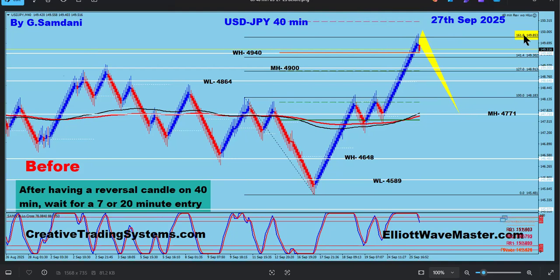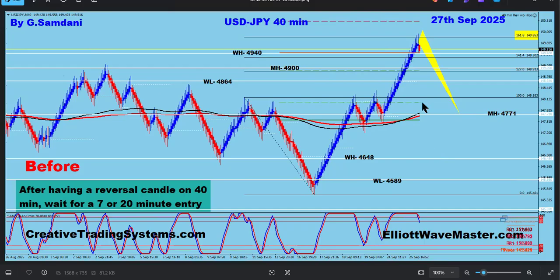Okay, this is the 1.618 extension, and it may drop to 47.71, or somewhere here. And doing so, obviously, it is going to drop, and then we look for short, like it says here, after having a reversal candle on the 40, which we already had on Friday. What we need to do is wait for a 7-minute entry. The first entry would come from the 7, and if it wobbles a little bit and then continues dropping all the way down, then it will give a 20-minute entry as well. So then we take the 20-minute afterwards. So these are like 2 entries every swing or turn. Usually the first one from the 7-minute chart will do the job.